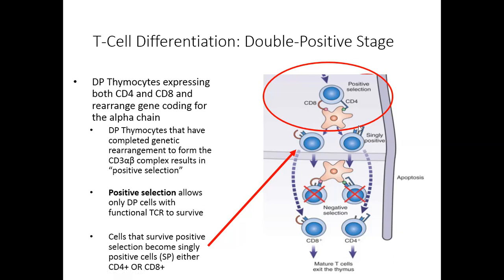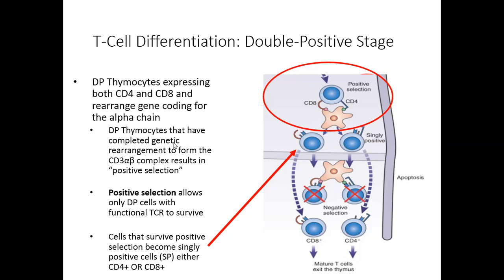So once we've rearranged the alpha chain, the beta chain prompted the CD4 and CD8 to be developed on the cell surface, and it became a double positive cell. The double positive cell with the CD3 TCR complex is finalized once the double positive thymocytes have finished their genetic rearrangement of the alpha chain. So now we have a double positive cell with CD4, CD8, CD3 with a TCR complex. That's a nice double positive cell.